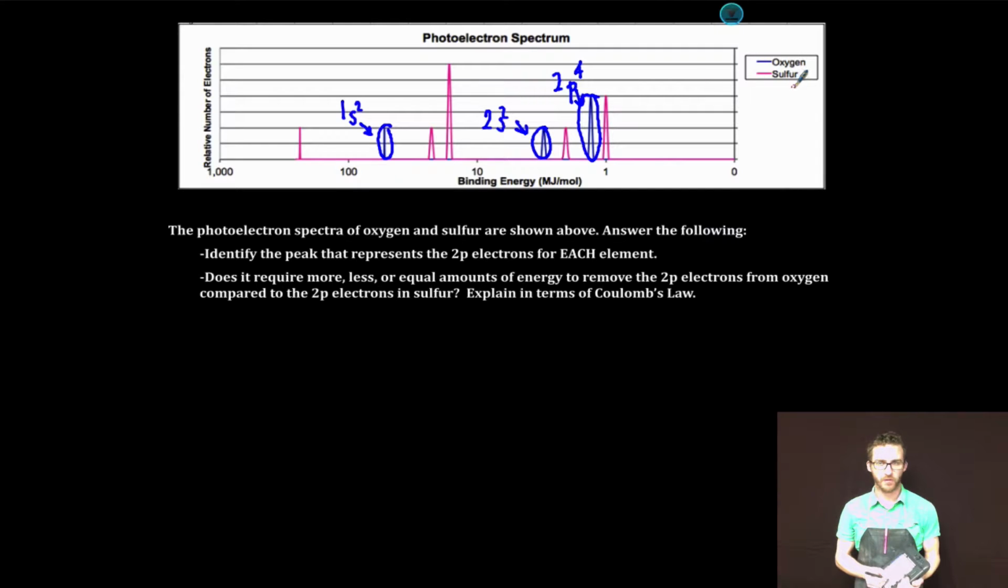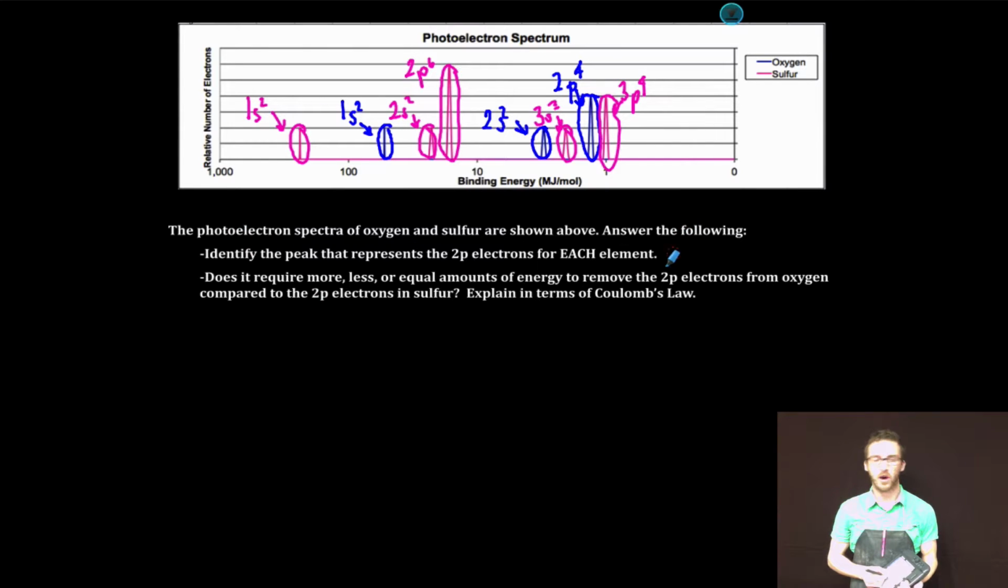We'll do sulfur in magenta. This initial peak here represents sulfur's 1s electrons. Now notice it requires more energy to remove sulfur's 1s electrons than oxygen's because sulfur has more protons, holding those electrons more tightly. Then we've got the 2s electrons, then the 2p6 electrons, followed by 3s2, finally 3p4.